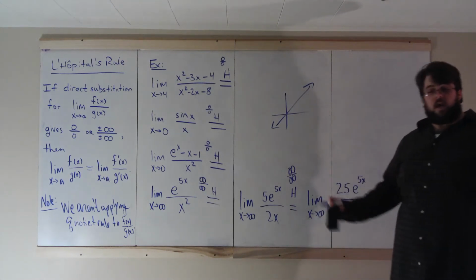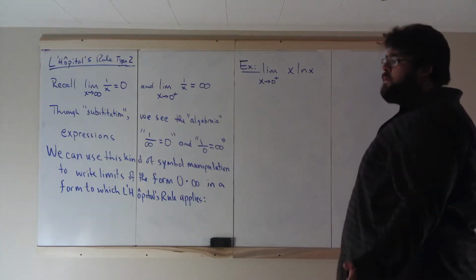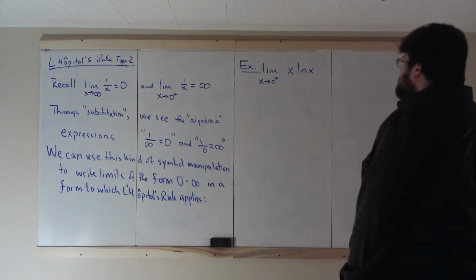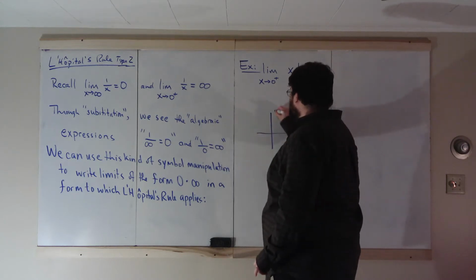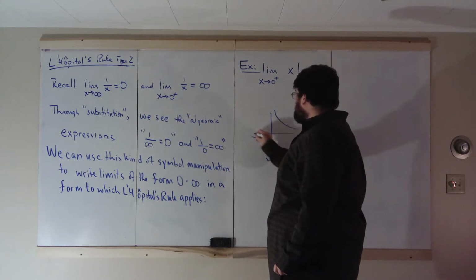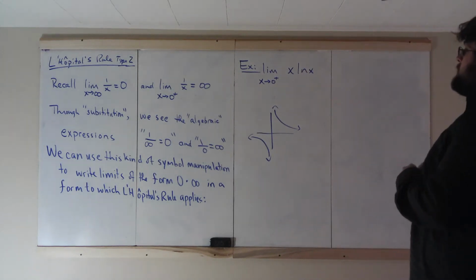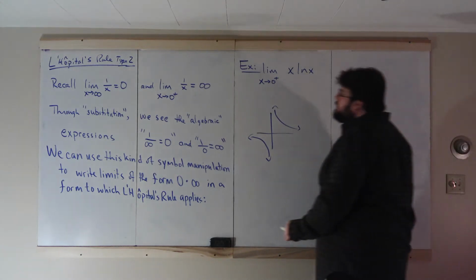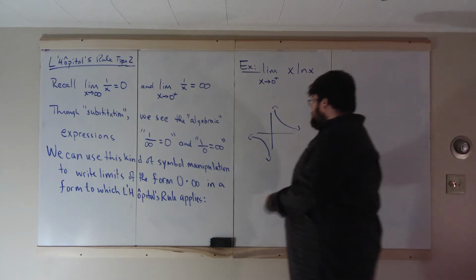Let's look at the second type of L'Hopital's rule problems that we could see. For these second types of examples, we're going to make a couple observations. Recall, from the graph of 1 over x, which we discussed a few moments ago, and we also discussed in week 1, the limit as x approaches infinity of 1 over x is 0. And the limit as x approaches 0 from the right of 1 over x is infinity.